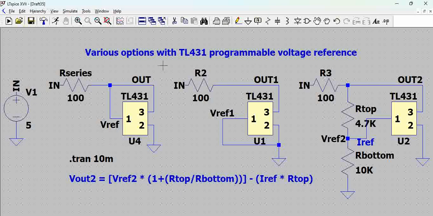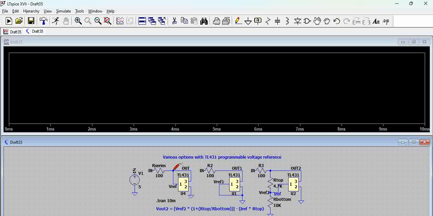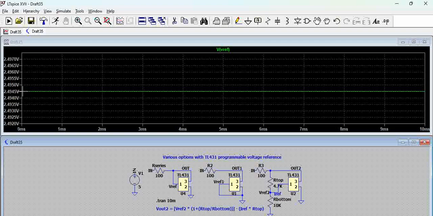In this scenario, we have three TL431 circuits. In the first one, the VREF pin that is exposed is connected directly to the output voltage. That means whatever output you have will be the same as the reference voltage. For example, we can show here. When you probe, you can see exactly 2.5.